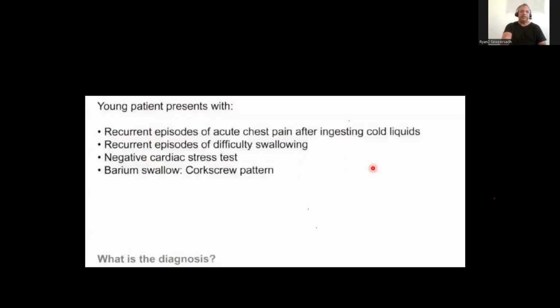A young patient presents with recurrent episodes of acute chest pain, and look at this, after ingesting cold liquids. That is a bit strange. Recurrent episodes of difficulty swallowing. Sometimes you get worried about cardiac ischemia, but he had a negative stress test. And this is the tip-off here, guys. This is the highest yield statement in this scenario. The barium swallow shows you a corkscrew pattern.